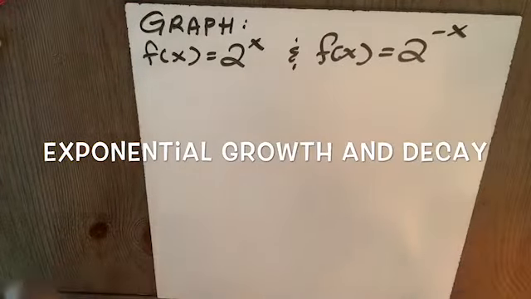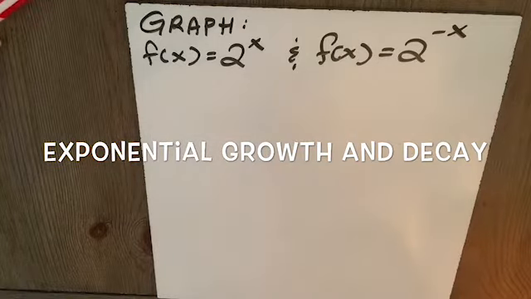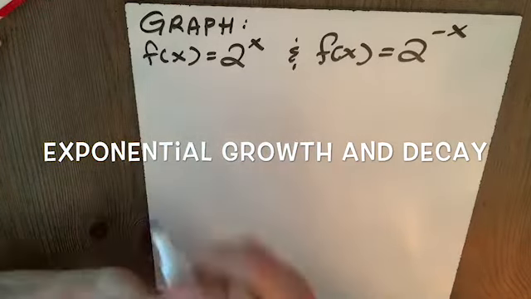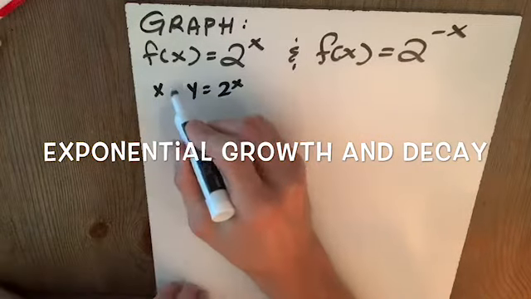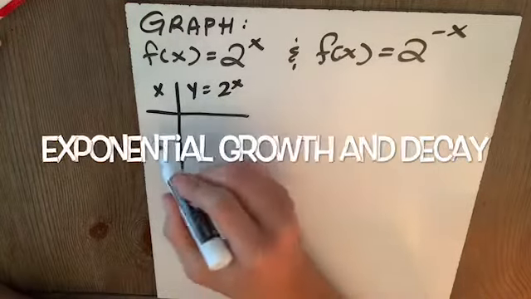If I'm asked to graph y equals 2 to the x, that's child's play at this point. I know it's going to go through (0, 1) and (1, 2). I certainly can make an x-y chart for that just to confirm what I've been thinking.